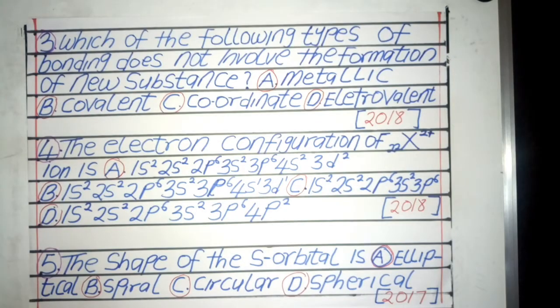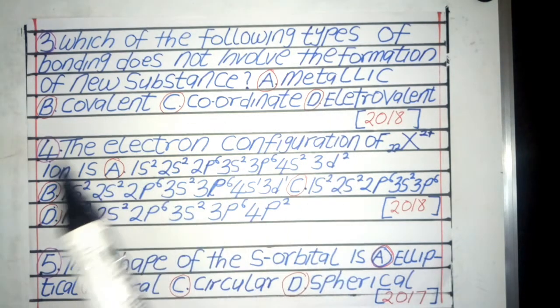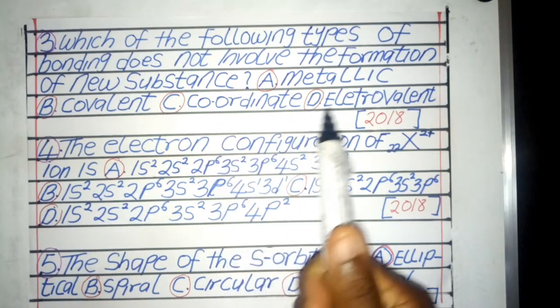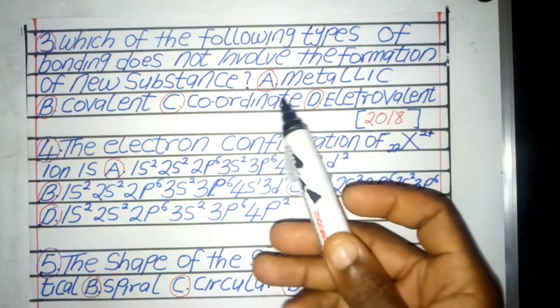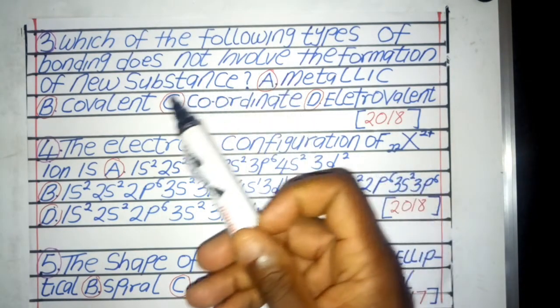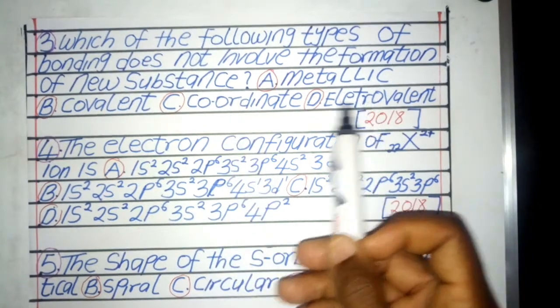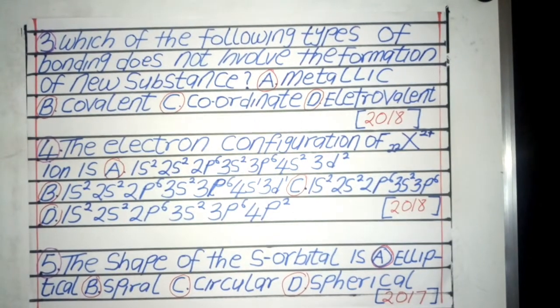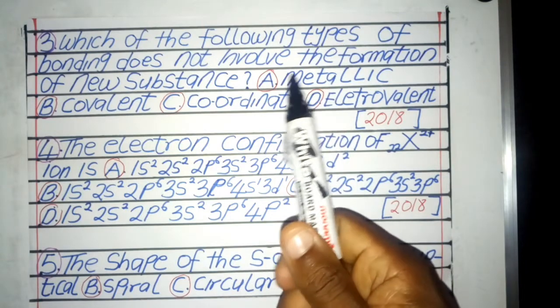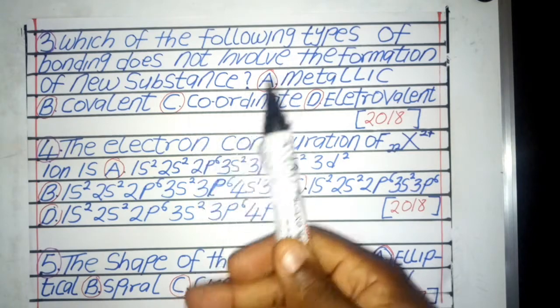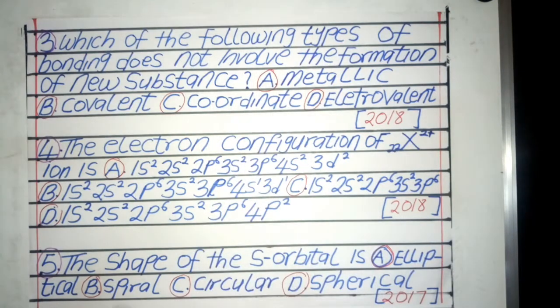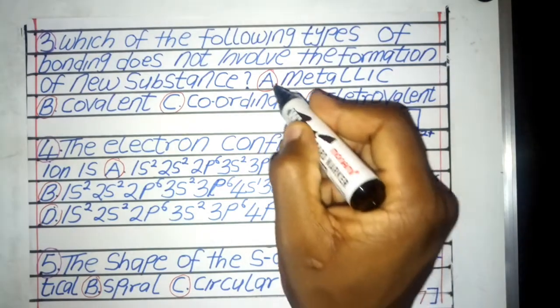Next question. Which of the following types of bonding does not involve the formation of a new substance? We have metallic, covalent, coordinate, electrovalent. The answer has to be metallic. All the others involve formation of a new substance. But for metallic, there are forces that hold atoms together in a metallic substance. So the answer is metallic bonding.